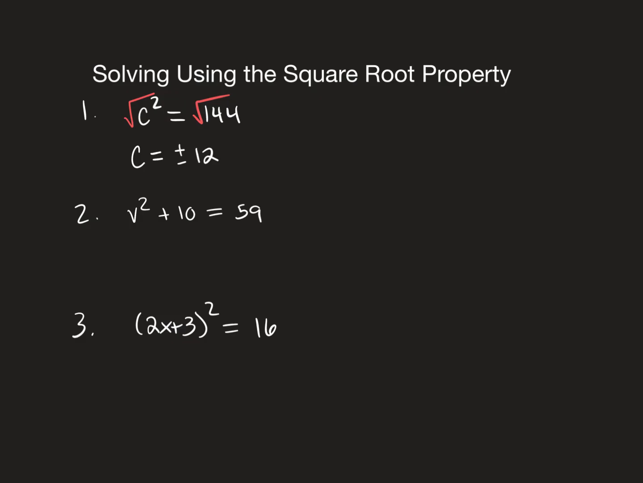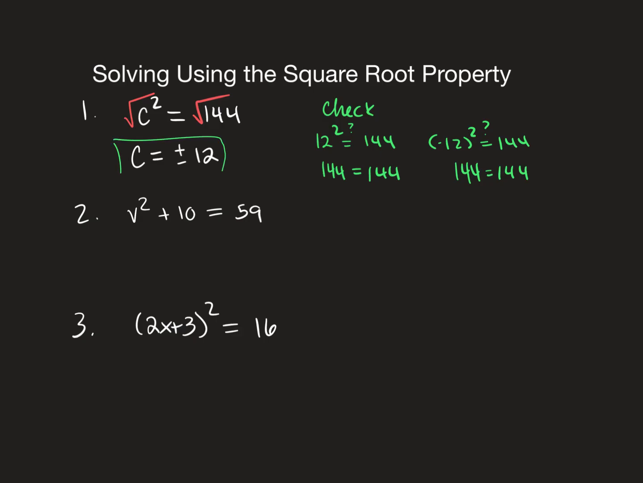Now, we need to check these to make sure they're still valid answers. So when we check, we will have 12 squared does equal 144, and does negative 12 squared equal 144. Here it's a pretty simple check. These, of course, are equal, so 144 does equal 144 for both of these. So we know that our answer is positive and negative 12. And we can just leave our answer like this. Okay, moving on to number 2.